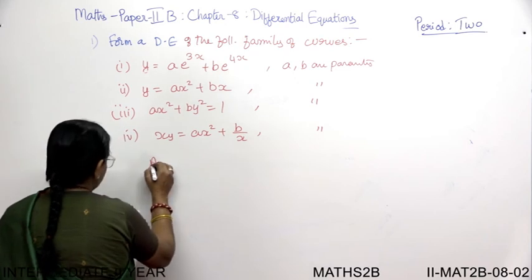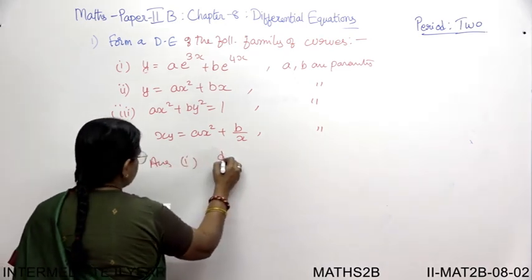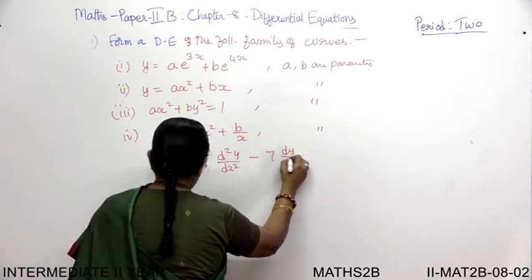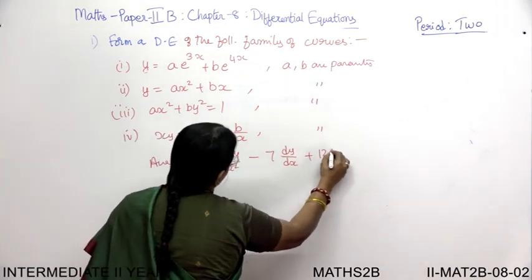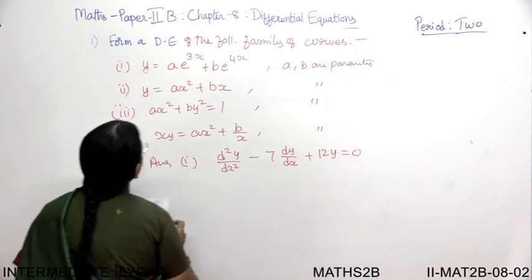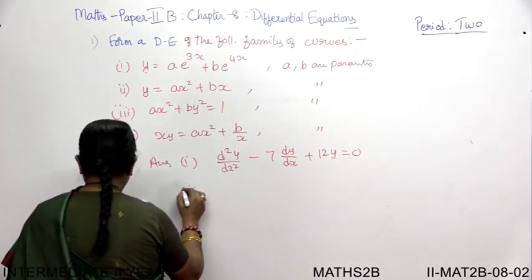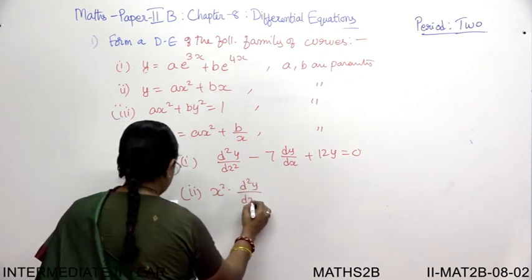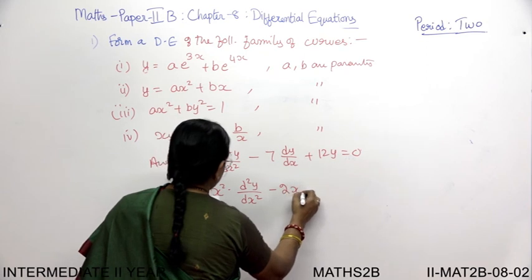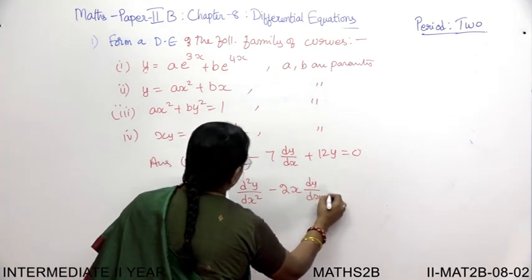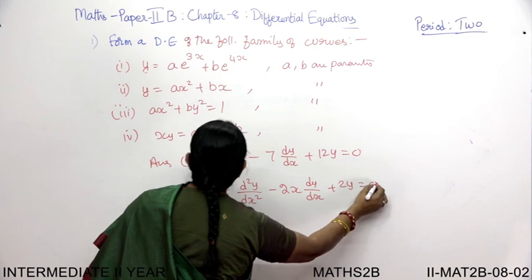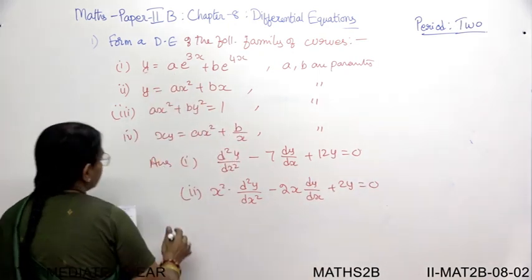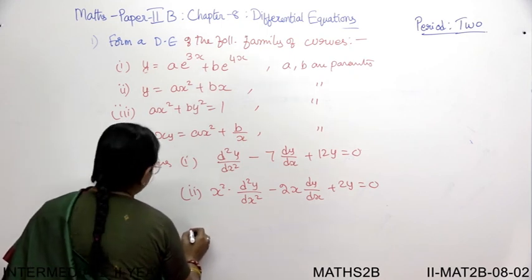So the answers are, for first one it is d square y by dx square minus 7 dy by dx plus 12y is equal to 0. Okay, now second one, x square into d square y by dx square minus 2x into dy by dx plus 2y is equal to 0. Just try these problems. These are very easy, but the first one, I think I'll try to do it in the next period.